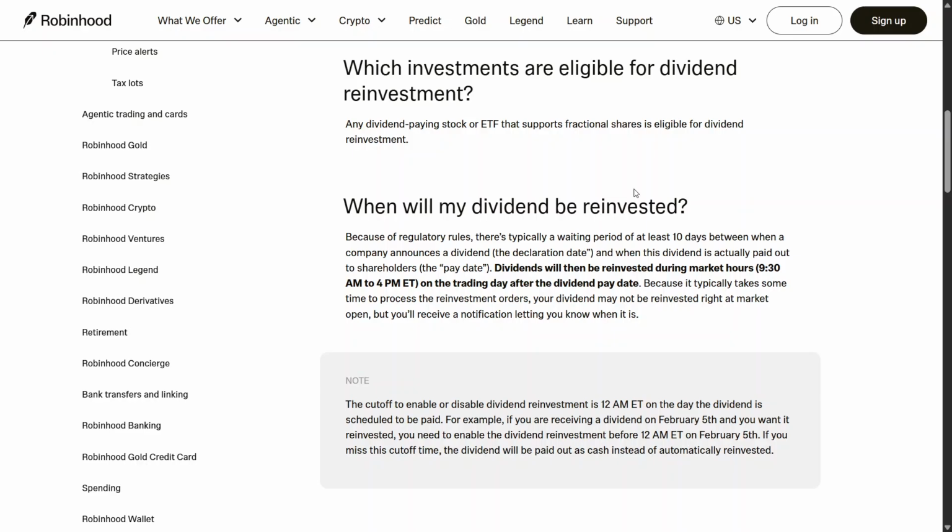You can return to the dividend reinvestment section at any time to turn the feature off or manage which investments are included.